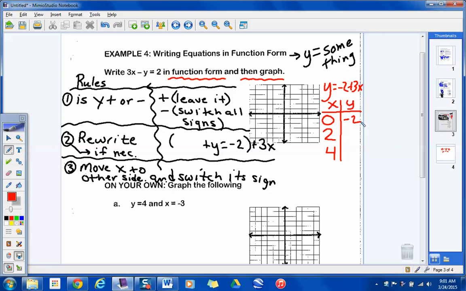6 plus -2. 6 plus -2 would be. Anybody? Wait, what? Oh, 6 minus 2 is 4. Thank you. When I input 2, what's my output? 4. Okay, I'm going to take 3 now times what input? 4. What's 3 times 4? 12. 12 minus 2 would be what?